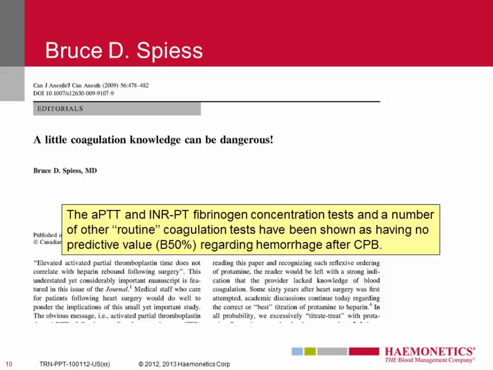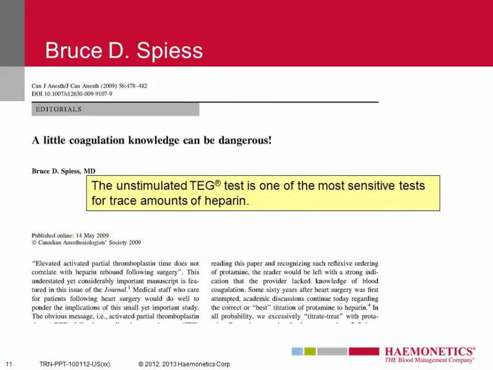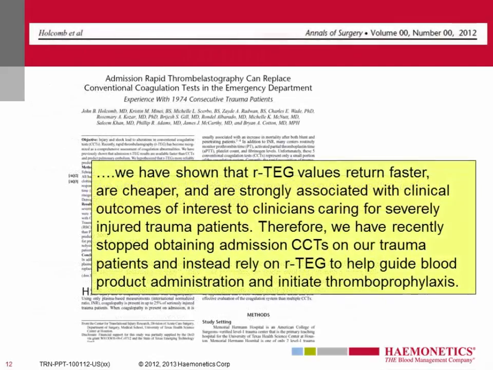TEG assays, if you're running them after surgery, we actually have a protocol, have identified significant amounts of bleeding that were related to heparin rebound post-surgery. We'll talk about that as well. The unstimulated TEG test is one of the most sensitive tests for trace amounts of heparin. We have also shown that our TEG values return faster and cheaper results than traditional coagulation tests.